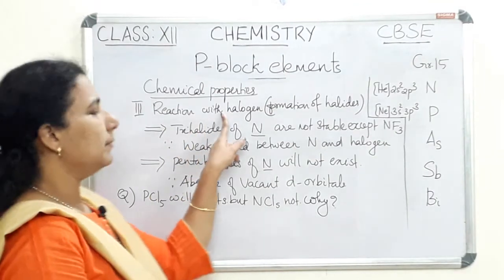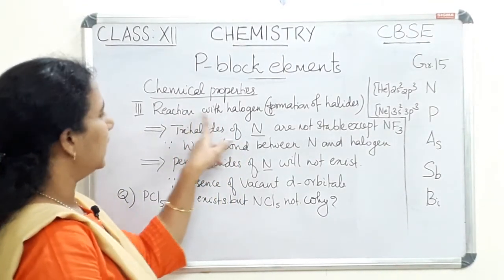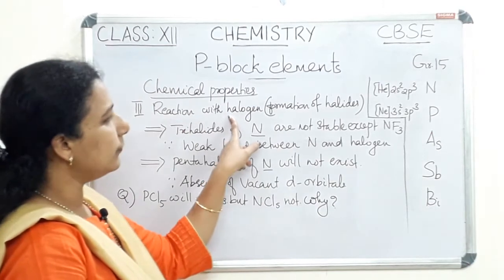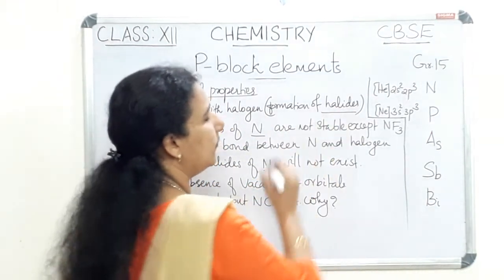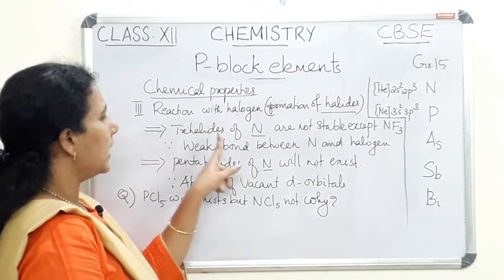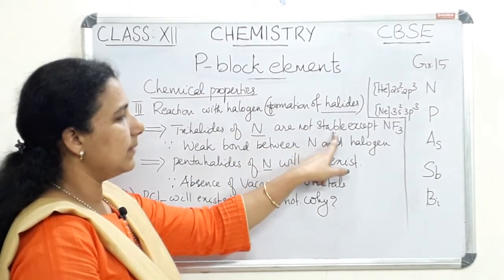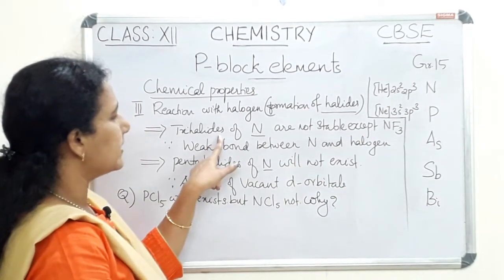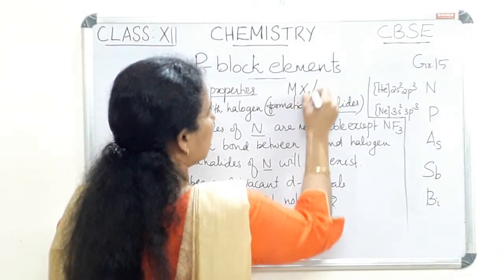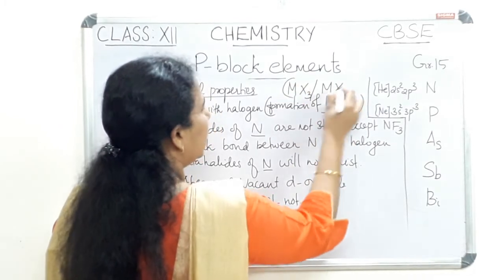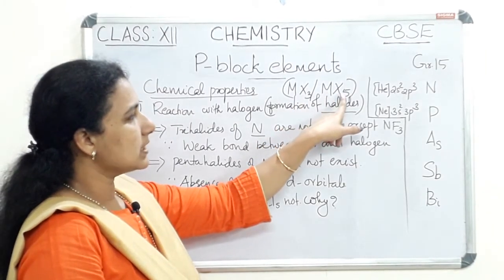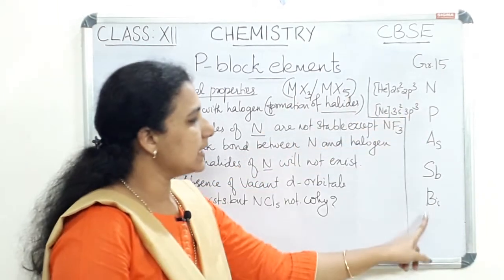Let us see the third chemical property. The third chemical property is reaction with halogens. Group 15 elements react with halogens to form halides. The first point is that trihalides of nitrogen are not stable except NF3. These halides are formed of the types MX3 and MX5, so two types of halides can be formed: one is MX3 and the other is MX5. Here M represents these elements.